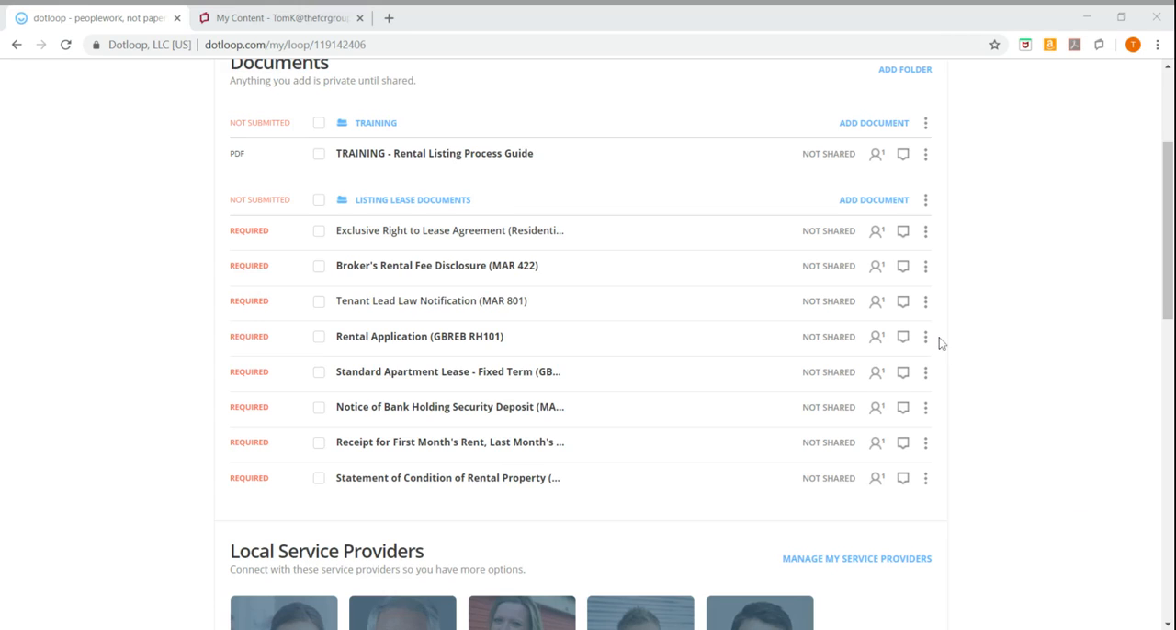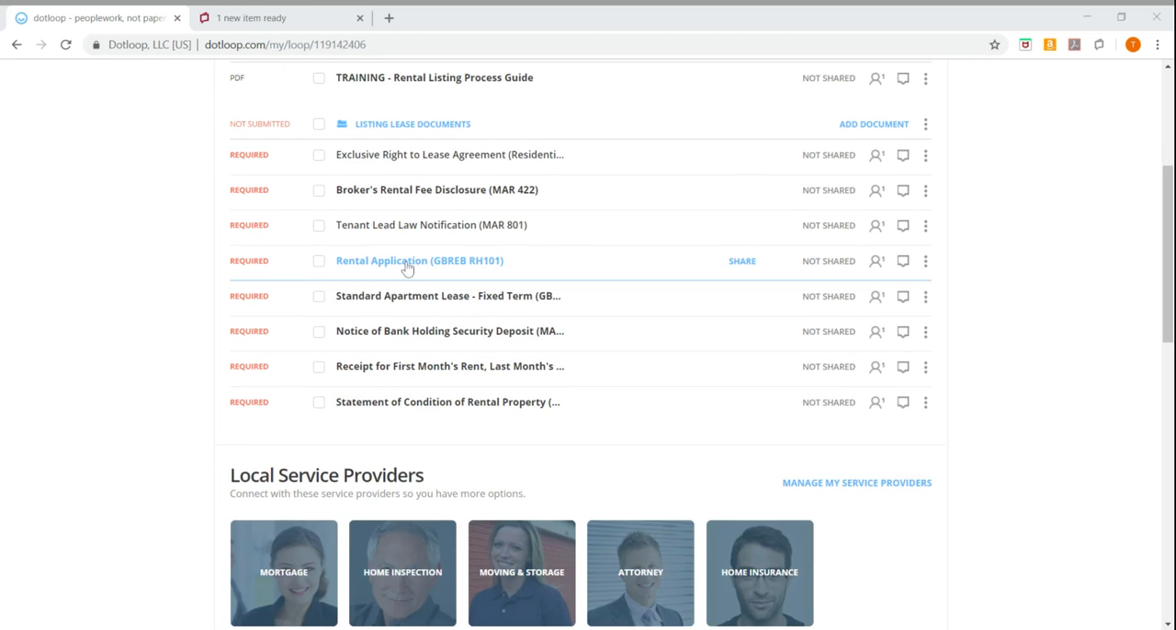Okay, now that you've filled out your exclusive right to lease agreement and the tenant-led law notification, you are ready to list the property and receive rental applications. So the rest of these forms pertain to your actual listing and what to do once you have received a rental application, how to convert that into an apartment lease, and then what steps the landlord needs to accomplish after that lease is in place to ensure they're compliant with the law.